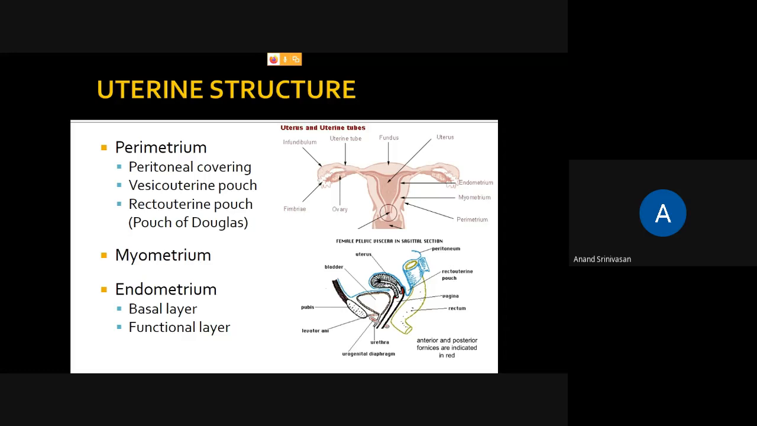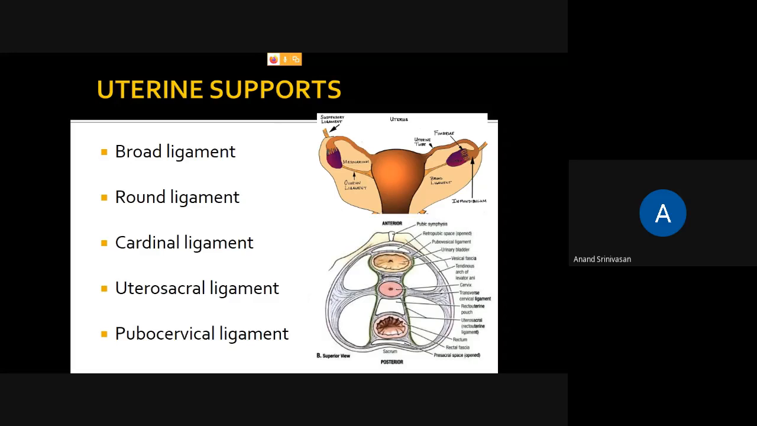Where is the strength for the uterus, or how is the uterus held in its position? There are many ligaments which support the uterus and hold it in its position, preventing it from coming down. Some of these ligaments: one is the broad ligament, which we have seen. It is present just below the uterine tubes. You can see this is the ovary, the fallopian tube, and just below the fallopian tube is the broad ligament. There is another ligament called the round ligament.